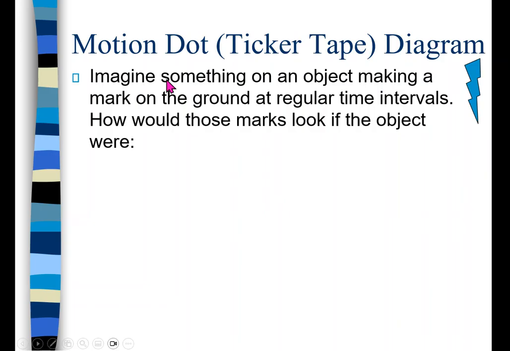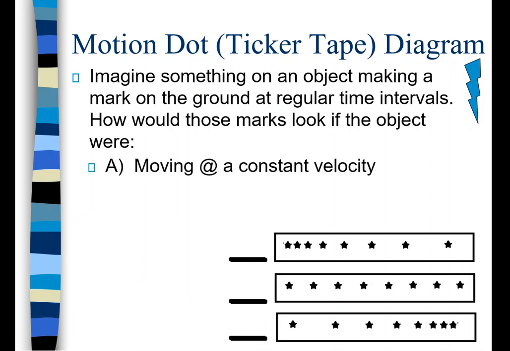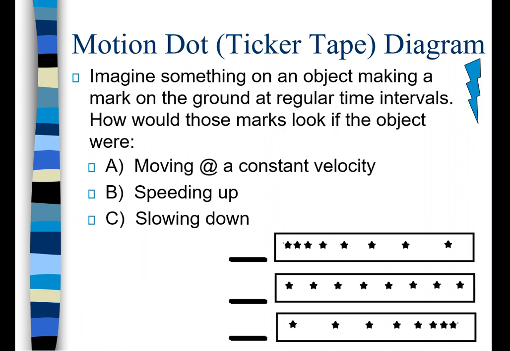Anyhow, imagine something on an object making a mark on the ground at regular time intervals. So it's like your fruit punch is dropping out, right? How would those marks look if the object were A, moving at a constant velocity, B, speeding up, C, slowing down? So you go, let's see, constant velocity, which one is that going to be?